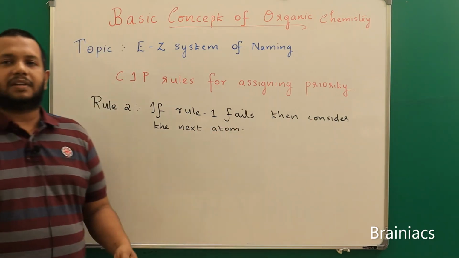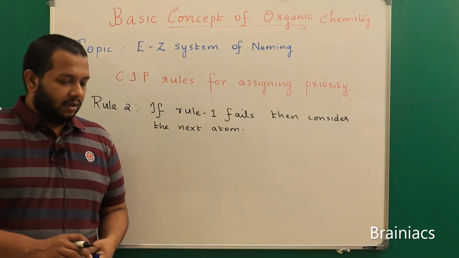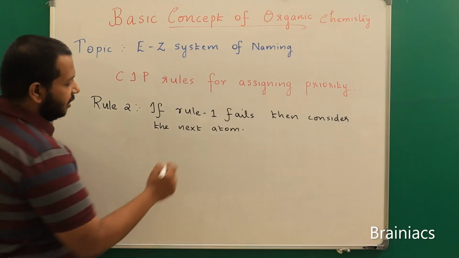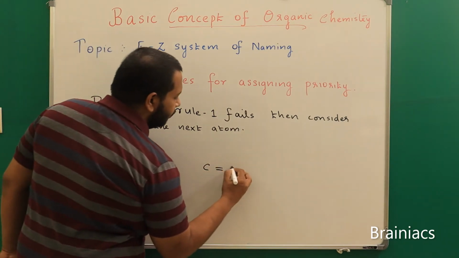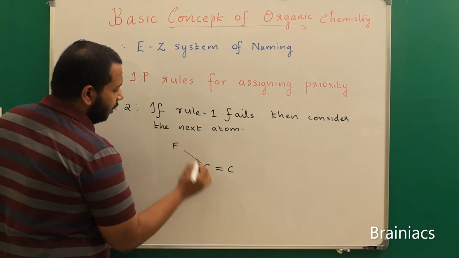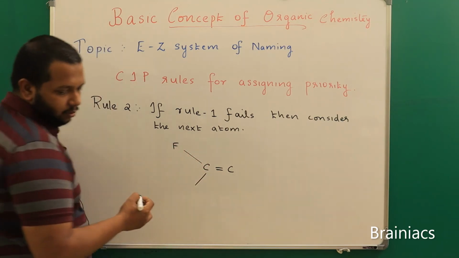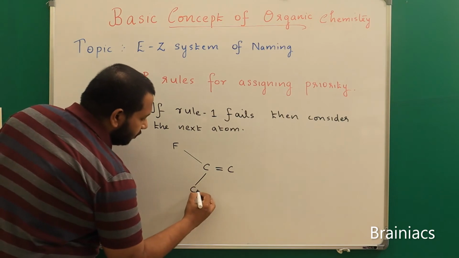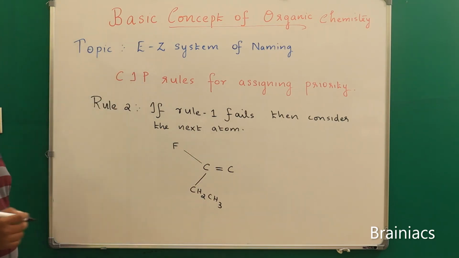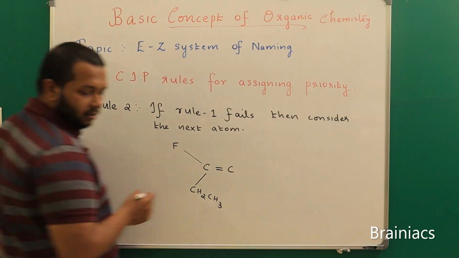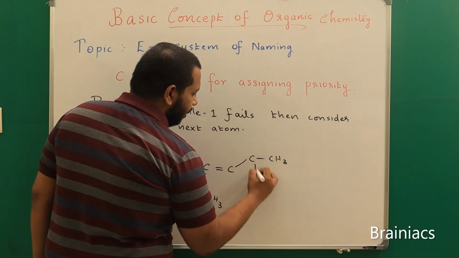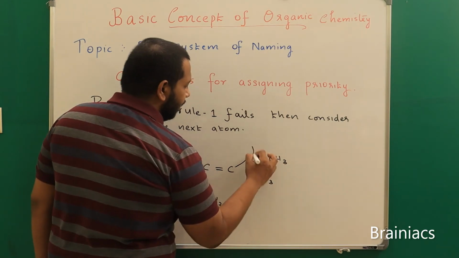Okay, with a relevant example you will understand this. Let me write one example for you. See here, C double bond C, then this is connected to fluorine, and this is connected to CH2, CH3. And the next carbon is connected to another carbon which is connected to CH3, another CH3, and another CH3 here.